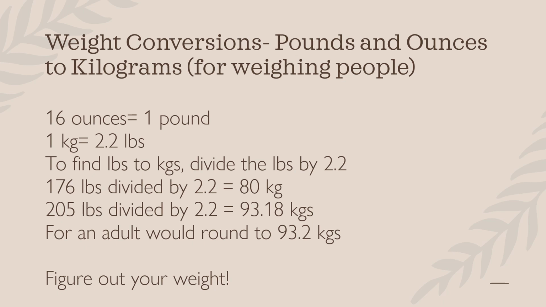In adults, we carry the weight out in kilograms to 2 decimal places, and then we round to the nearest tenth. So if we had an adult who weighed 205 pounds, we divide it by 2.2, that would equal 93.18 kilograms. Round that to the nearest tenth, which would be 93.2 kilograms. Now, you guys try to figure out your weight in kilograms.